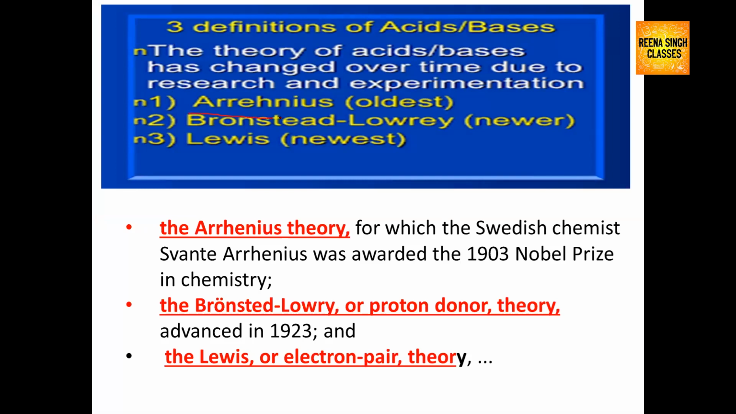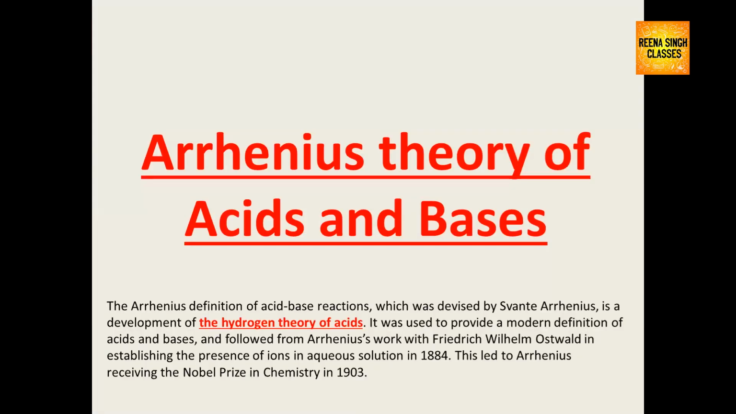First one is the Arrhenius theory of acids and bases, which is also known as the water theory of acids and bases. It is the oldest one. Second one is the Bronsted-Lowry theory, which is a newer theory of acids and bases, also known as the proton donor theory. Third one is the Lewis theory of acids and bases, which is also known as the electron pair theory. It is the newest theory of acids and bases.